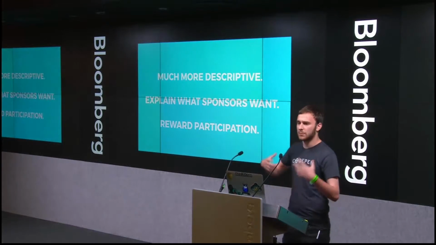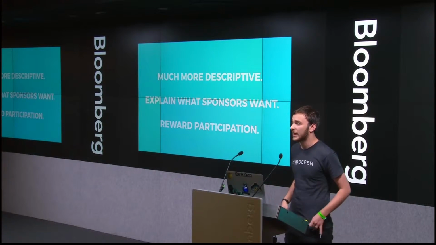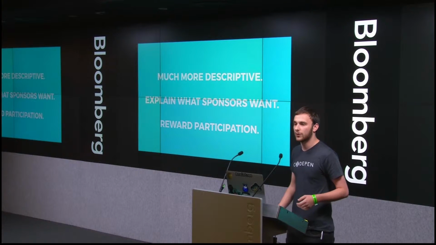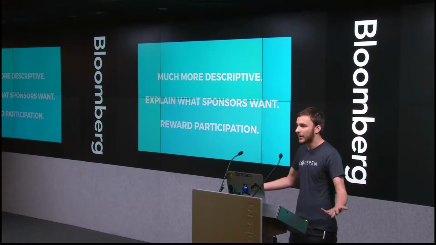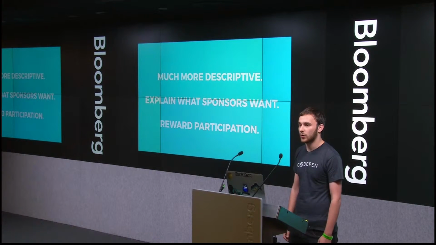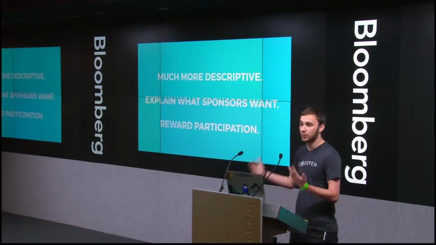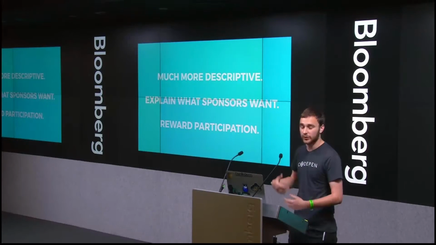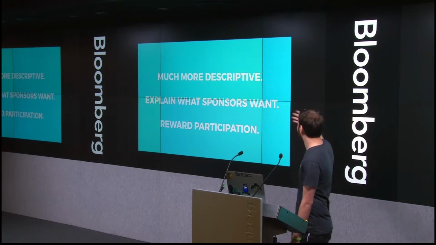Be much more descriptive and prescriptive around what you're actually trying to get out of it. That's not just for sponsors. That's also for you as organizers. What are you actually trying to get out of it? We're all in this community together, and quite often if you're open with people, they will reward that by working towards that. The second is, again, explaining what sponsors want.